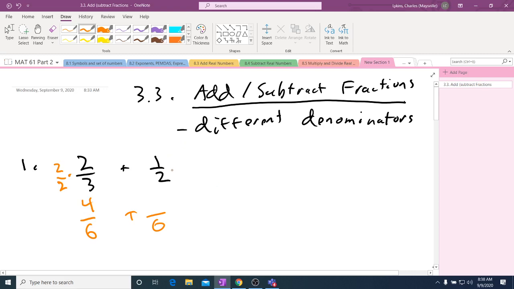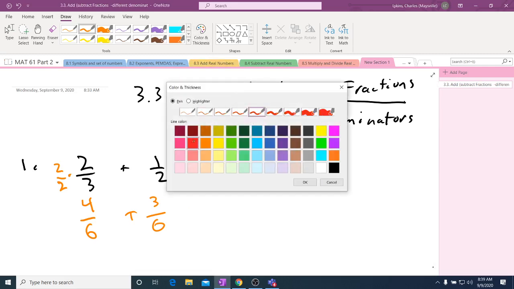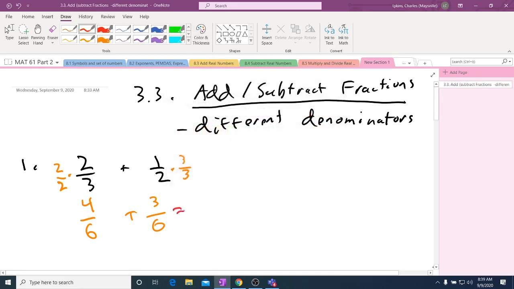Okay, same thing over here. 2 times what gives you 6? Well, in this case, I know it's 3. So then I have to multiply the top by 3 because we're trying to figure out what the equivalent of 1/2 is. So 2 times 3 is 6. 1 times 3 is 3. So see, the 3/6 is the same as 1/2. We're trying to find the equivalence. So then you add the top. 4 plus 3 is 7 over 6. This is the correct answer.